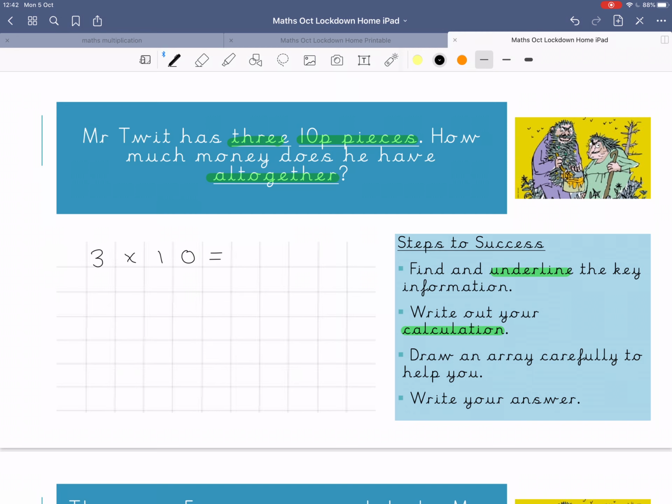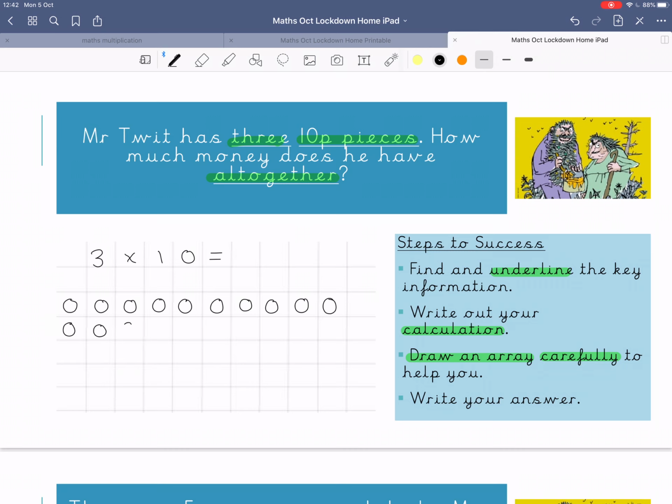So now I need to draw an array carefully again to see if that'll help me. Now I need to draw 3 groups of 10. Okay, so I'm going to start over here to make sure I've got enough space. 1, 2, 3, 4, 5, 6, 7, 8, 9, 10. Okay, there's 1 group of 10.